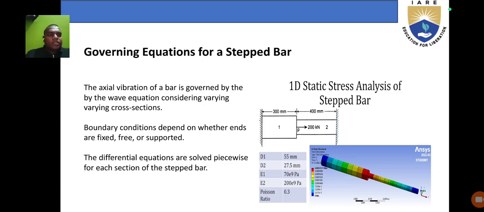Example: static stress analysis of a stepped bar. D1 is equal to 55 mm, D2 equal to 27.5 mm, E1 is equal to 70 GPa, E2 equal to 200 GPa, Poisson ratio equal to 0.3.